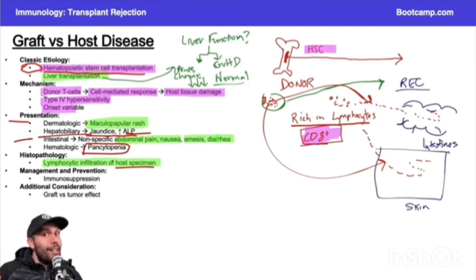So again, you have to pay attention, right? What are they biopsying? Are they biopsying this recipient's intestines because they have inflammation potentially, or the skin because they have a rash? In those situations, now we're thinking more about graft versus host disease. If I'm biopsying the graft and I see a lymphocytic infiltrate, I'm thinking more acute or chronic rejection.